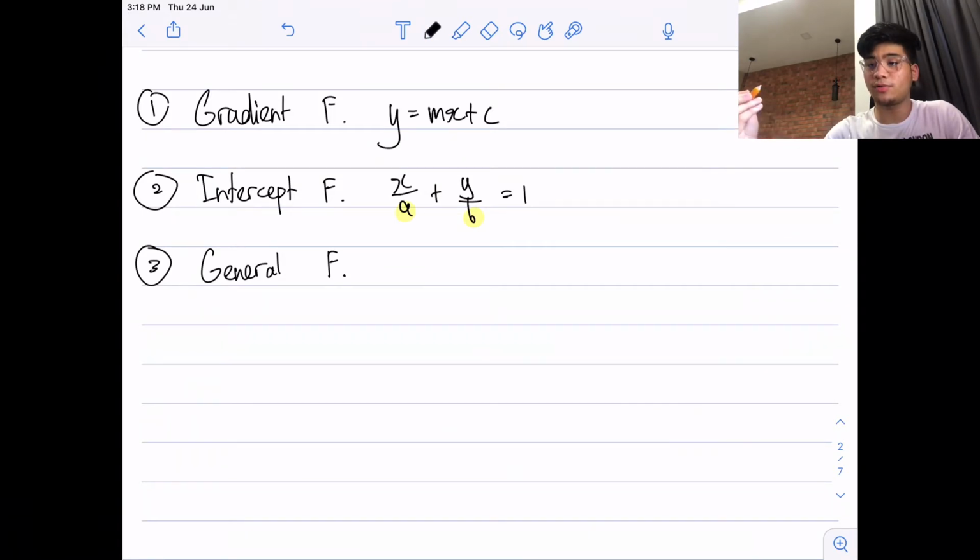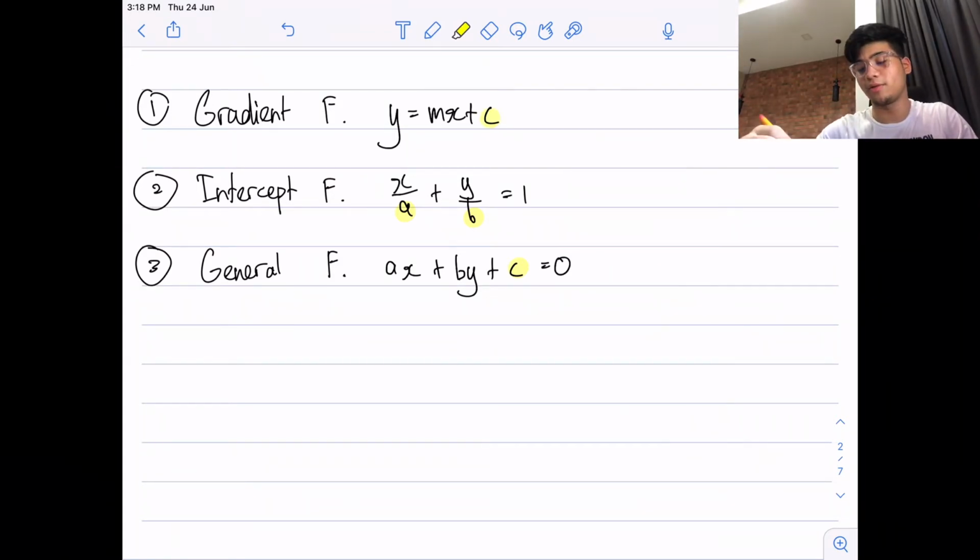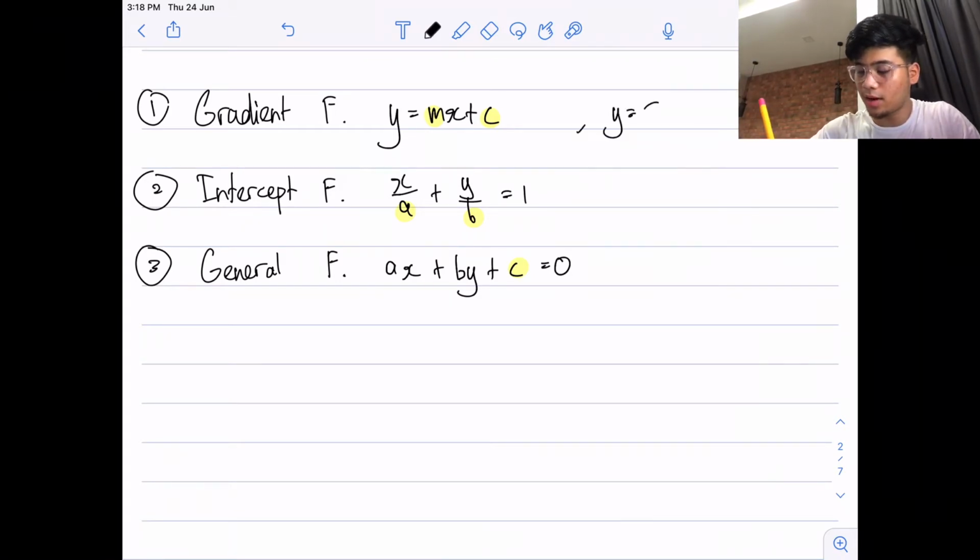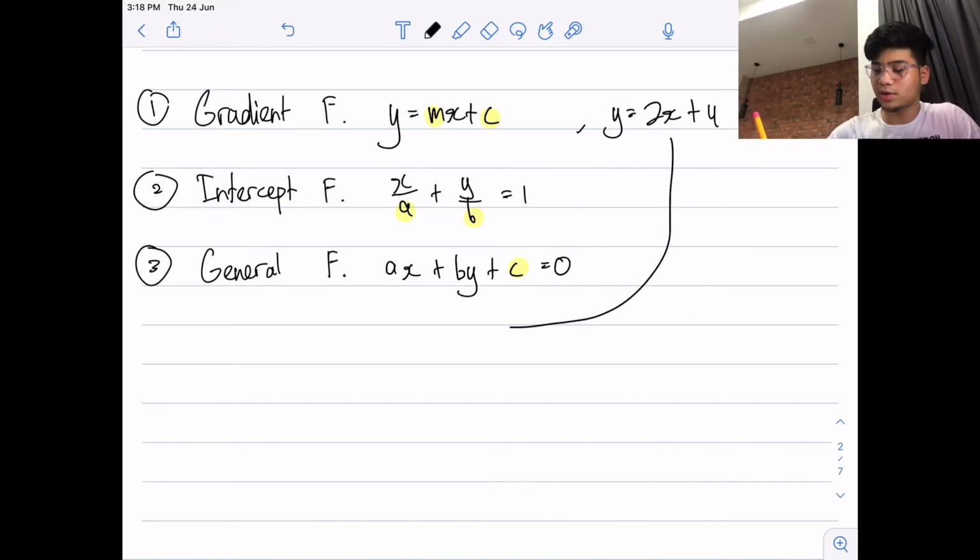And then general form is ax plus by plus c equals 0, where c is your y-intercept. So this is same with gradient form, where c is your y-intercept, but m is your gradient instead. So let's make an example. Y equals mx plus c. I'll give y equals 2x plus 4. So let's make an example.